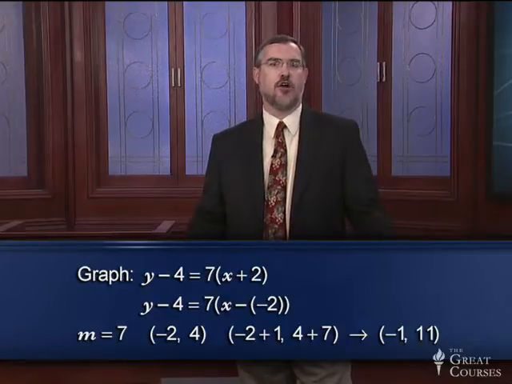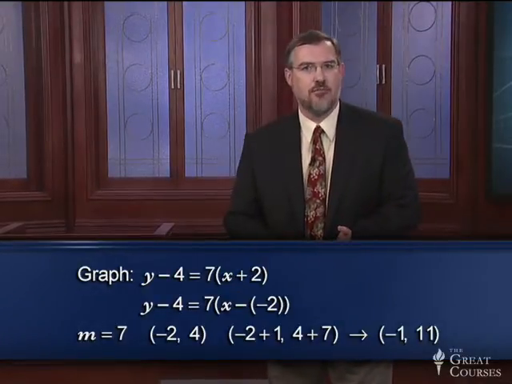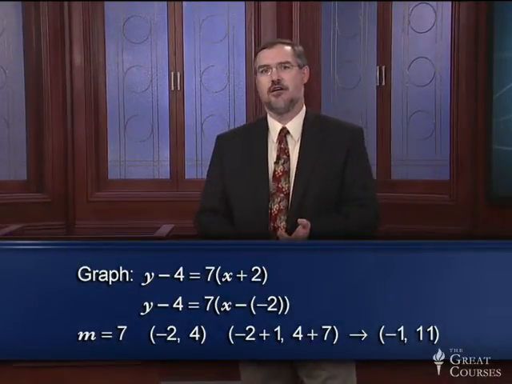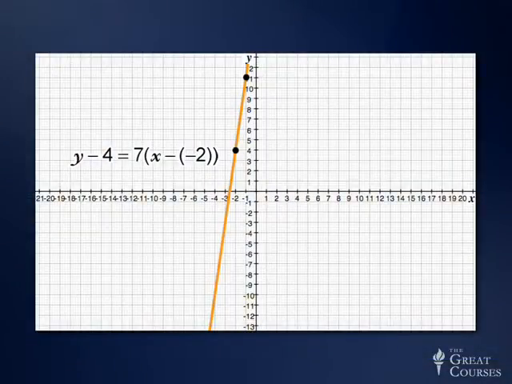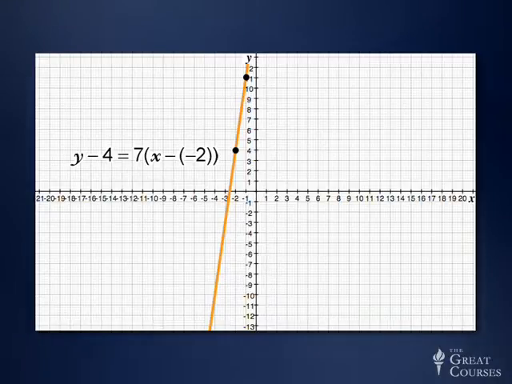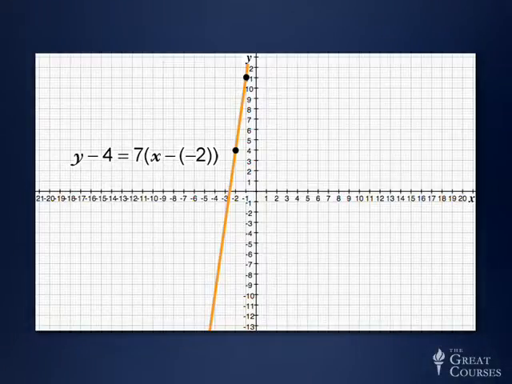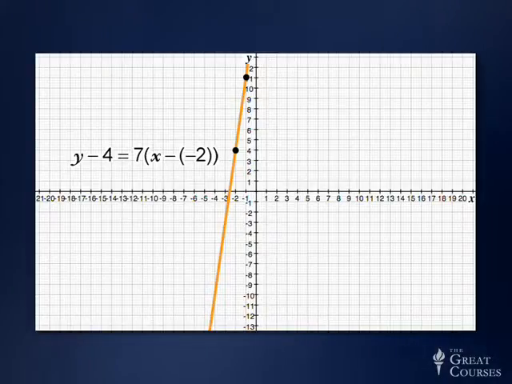So I've got a line that goes through 2 points, negative 2 comma 4 and negative 1 comma 11. I plot those 2 points on my coordinate axes, and once I've done that, I can connect those two and I'm done. And again, if you look at that line, it should have been pretty steep reading from left to right, and it should go up because my slope was positive 7.